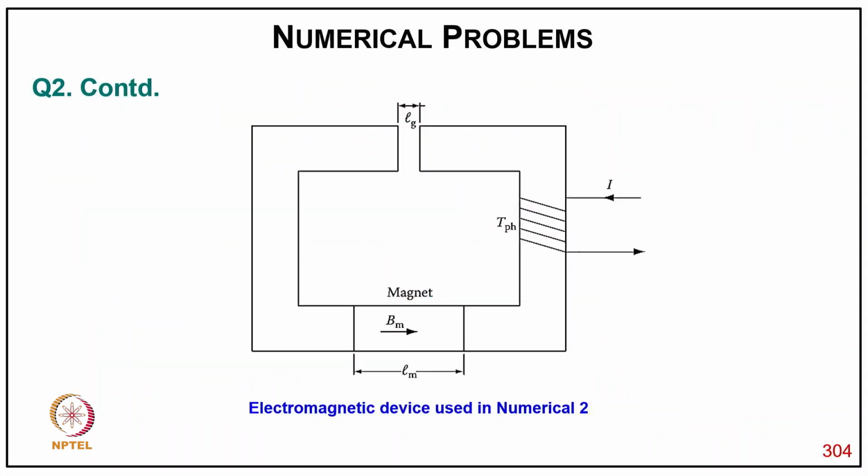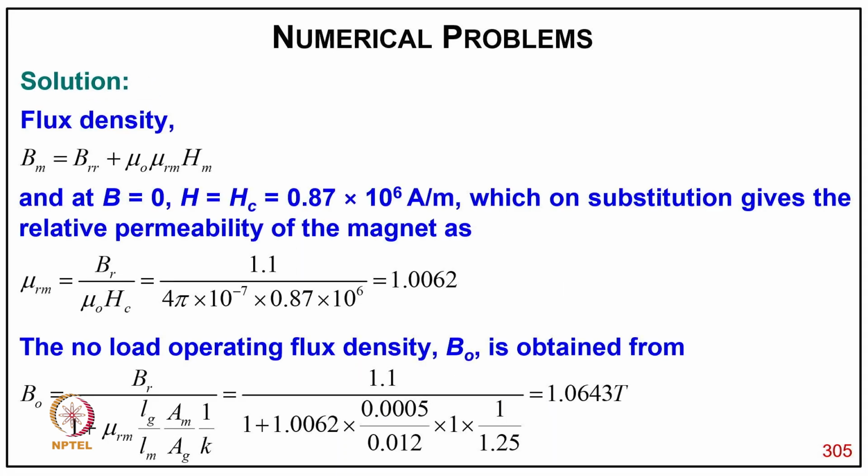Now this is typically the configuration of the electromagnetic device used in numerical 2, where the magnet of length Lm is put with the flux density Bm, and there is an air gap of length Lg with, of course, N turns on the same electromagnetic device carrying the current I. Now coming to the solution, the flux density Bm equals Br plus mu 0 mu Rm Hm.